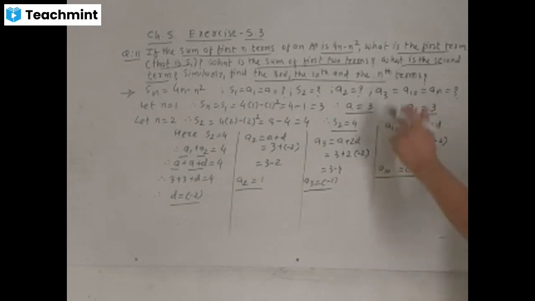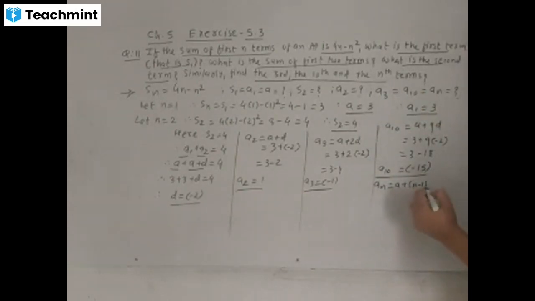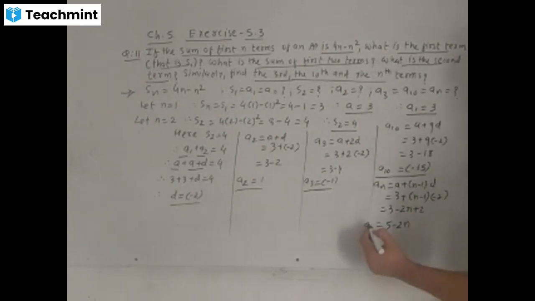Similarly, to find the nth term: an is equal to A plus n minus 1 into D. A is equal to 3, and D is equal to negative 2. That is 3 minus 2n plus 2. Therefore 5 minus 2n. Therefore an is equal to 5 minus 2n.